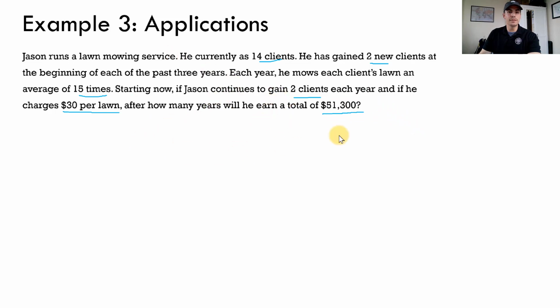So we want to put all of this in terms of dollars because that is our final sum that we're looking for, this $51,300. So a sub 1 is actually going to be 15 clients times 15 lawns mowed for each client times $30 each time he mows their lawn. So my a sub 1 is actually $6,300.